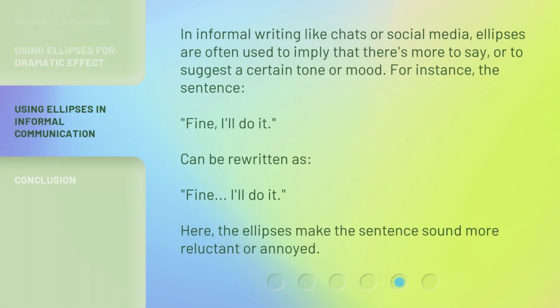In informal writing like chats or social media, ellipses are often used to imply that there's more to say, or to suggest a certain tone or mood. For instance, the sentence, "Fine, I'll do it," can be rewritten as, "Fine... I'll do it." Here, the ellipses make the sentence sound more reluctant or annoyed.